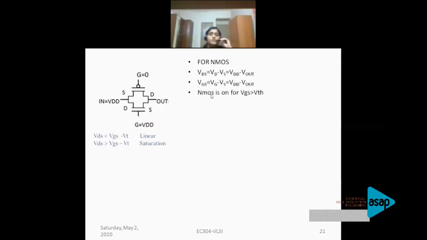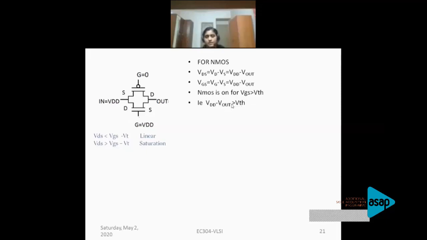Then what? We also know that the NMOS is on for VGS greater than VTH, right? For any gate to source voltage greater than your threshold voltage, your NMOS is on. So you concentrate on this equation, VGS is greater than VTH. What I do to this equation is substitute the equation of VGS from here. So what is my VGS? It is VDD minus V out is greater than VTH. If this is the condition, then your NMOS is on.